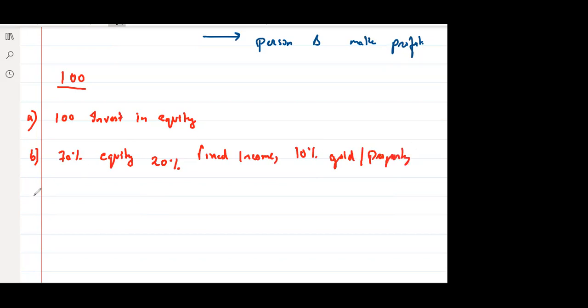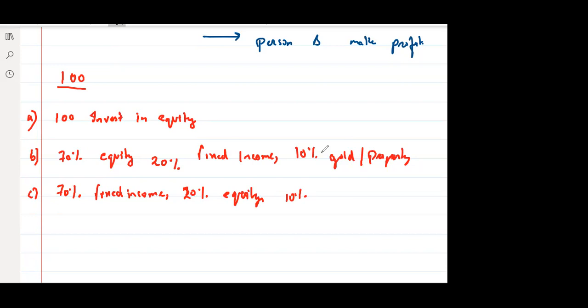And C, 70% fixed income, 20% equity, and 10% gold. Tell me, right?